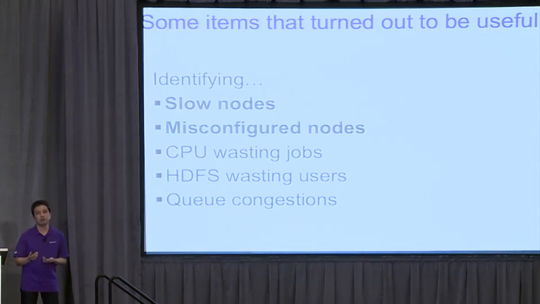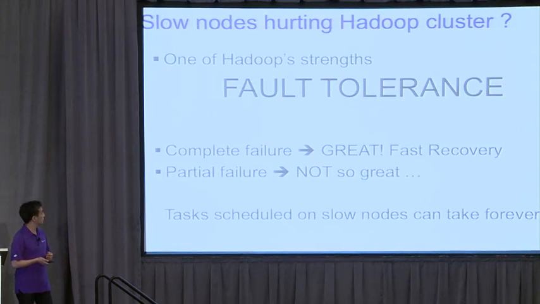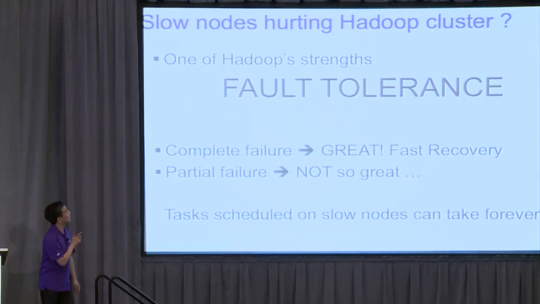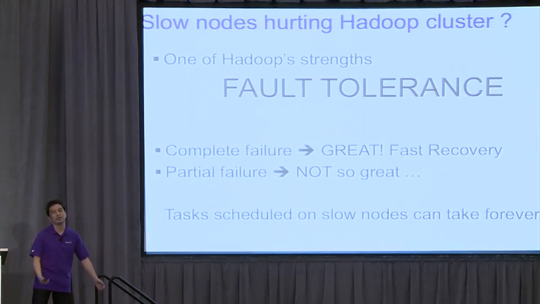So if I say slow nodes is a problem for Hadoop clusters, you may wonder, Hadoop is known to be great in fault tolerance. What's wrong with it, right? If the node is having a complete failure, then it's great. It recovers very fast. But if the node is having trouble being slow or having partial failures, then it's not so great. If you run some large jobs on Hadoop clusters, you've seen some of the tasks get stuck in one of those slow nodes. Right? So tasks scheduled on the slow nodes can take forever.